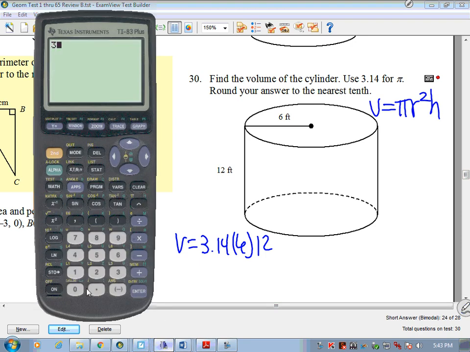Okay, show our work. 3.14 times 6 squared. I'm sorry, I didn't put that square in there, did I? Squared times 12. 1,356.5. Because it's volume, we want feet cubed.